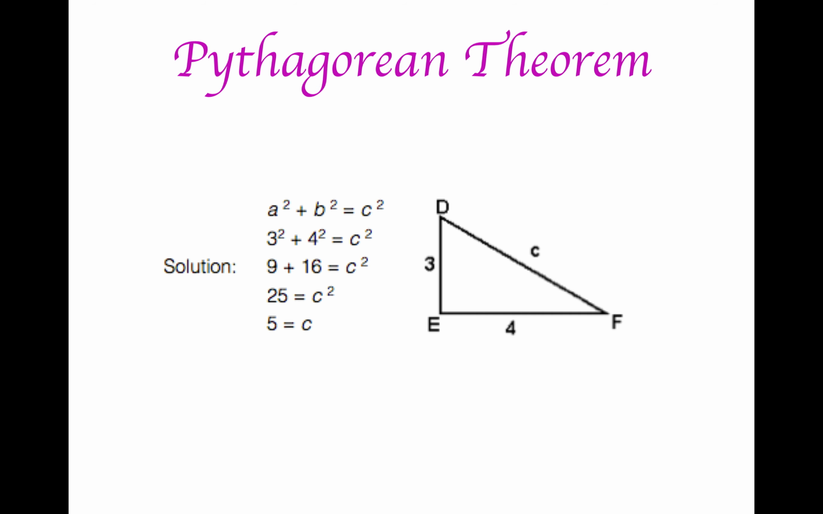A lot of times students will stop at this point because they think, oh, I found c, I'm done. But you have to remember that is c squared. We must take the square root of both sides, the square root of c squared and the square root of 25. The square root of 25 will give you the 5. The square root of c squared will just give you your variable c.